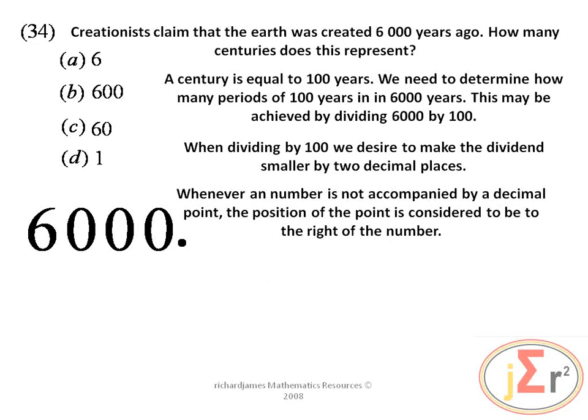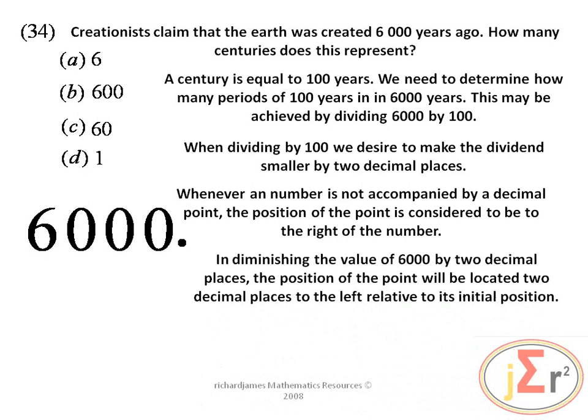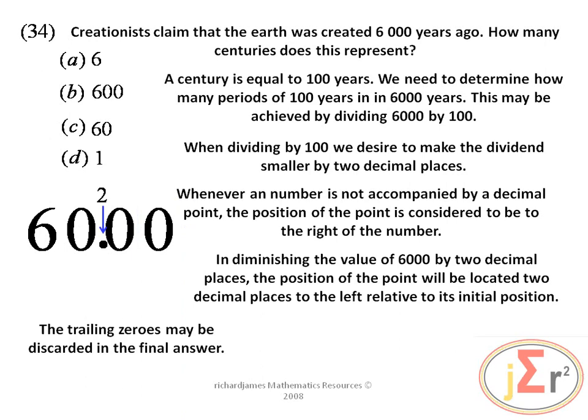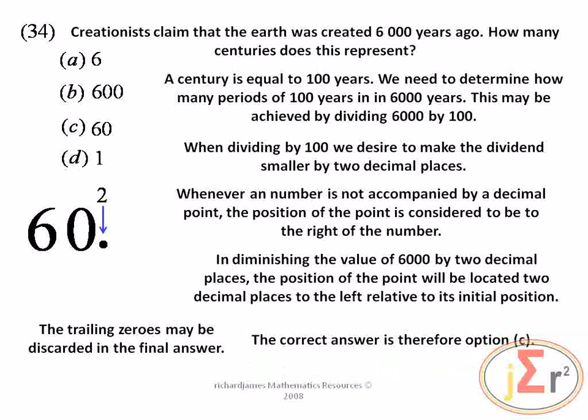So whenever a number is not accompanied by a decimal point, the position of the point is considered to be to the right of the number. In diminishing the value of 6,000 by 2 decimal places, the position of the point will be located 2 decimal places to the left relative to its initial position. The trailing zeros may be discarded in the final answer. So the trailing zeros, we can do without them. The correct answer is therefore option C.